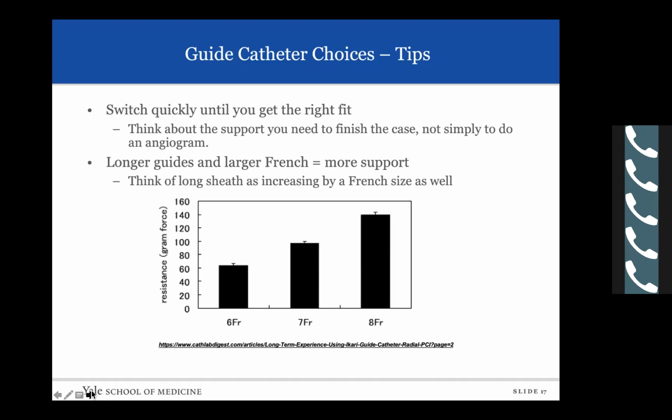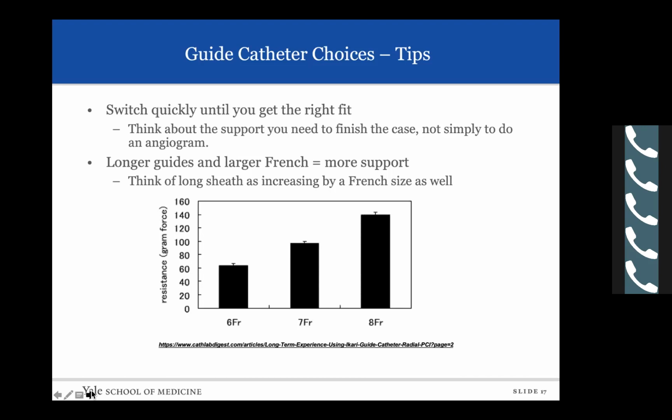So you may take a Judkins right that fits beautifully in there, but it's a tortuous calcified vessel. You're not going to have enough support to get what you need to do. So that might be the time, before you get halfway through the case, to go ahead and reach for a more supportive or aggressive guide. So longer guides in terms of numbers, so EBU4 versus 3.75 versus 3.5, or AL2 versus AL1, and also increased French support.